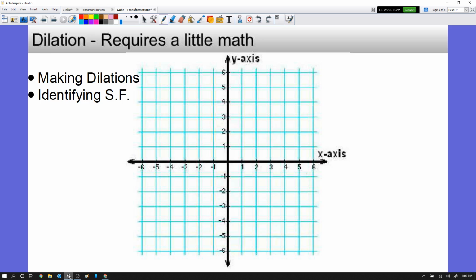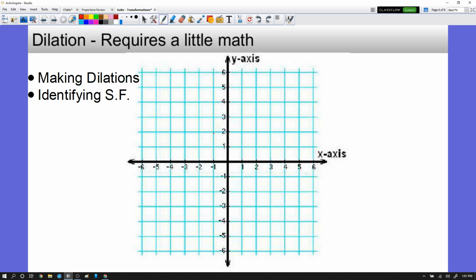So there's just two real basic things that are going on here. First, we need to identify the pre-image and then what's happening with the image. Is it getting bigger or is it getting smaller? That pretty much takes care of everything that you need to be able to do, and I'm going to show you how.